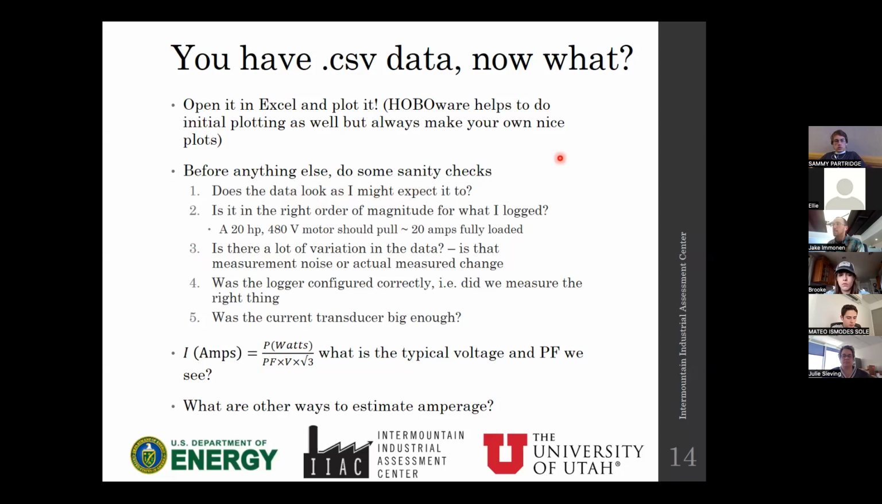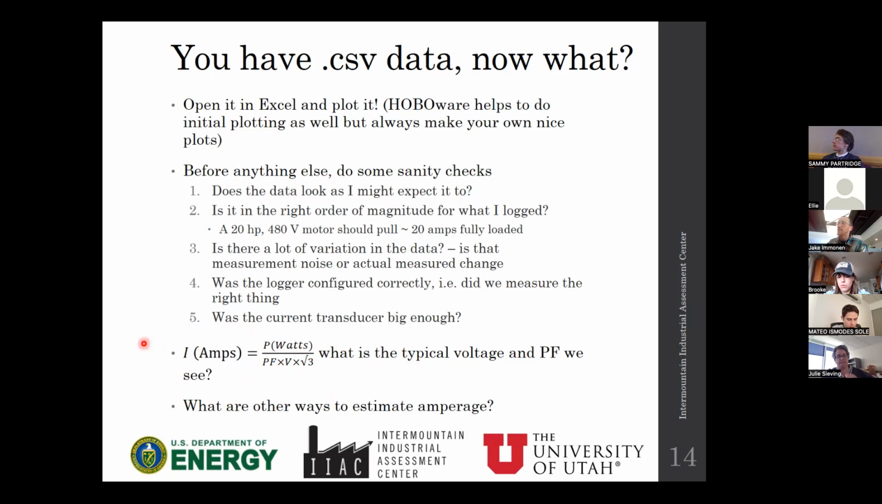The next thing you want to look at is, is it the right order of magnitude? If we're logging amps, are we in the range of the amps that we think we should be at? Just as a reminder, we can calculate an estimate for the amps by using the power in watts. This will come from the motor nameplate horsepower. We would convert our horsepower to watts, and then we divide that by our power factor, our voltage, and then our square root of 3 factor. This is a way to get an order of magnitude estimate for the amps.